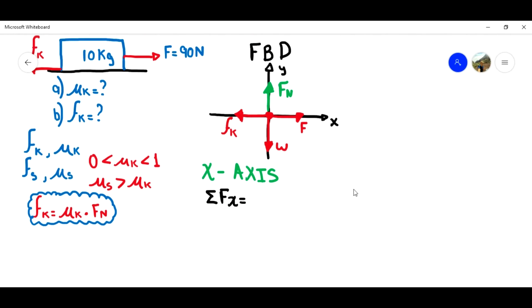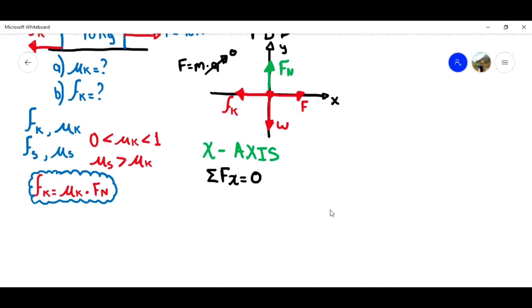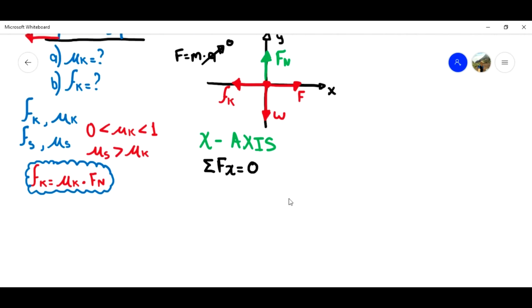Okay, so the formula force equals mass times acceleration. Well, no acceleration, so that means that the right side of the equation would be 0. Okay, so remember the reference system. In the x-axis I've got two forces, this one and this one. Everything that goes to the right is positive, everything that goes to the left is negative. So in this case I'm going to have force minus kinetic friction force equals 0.